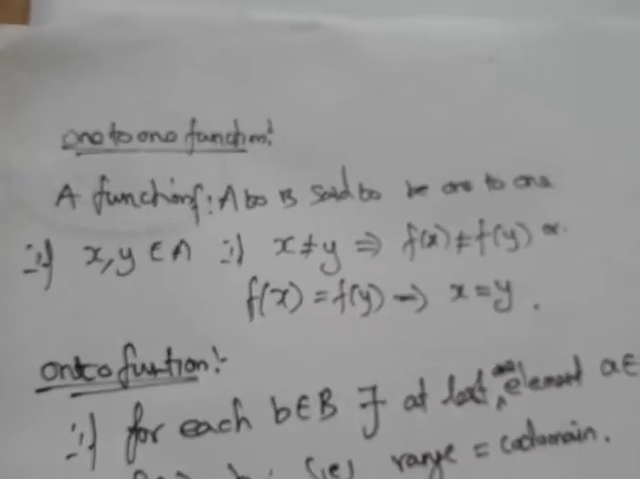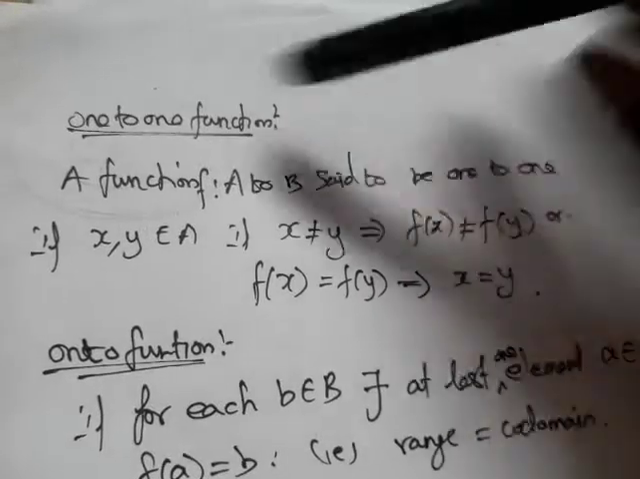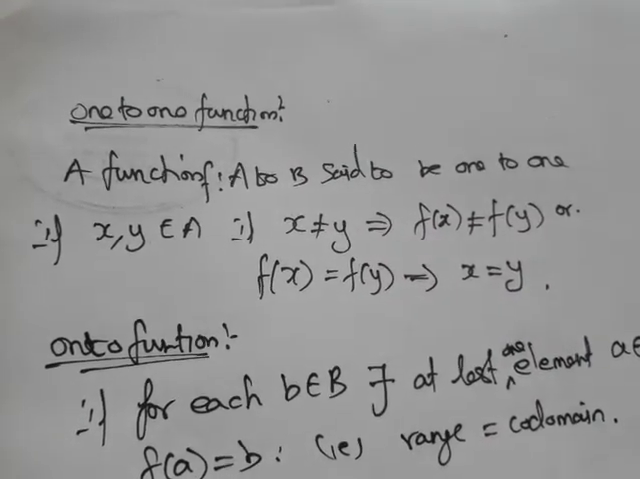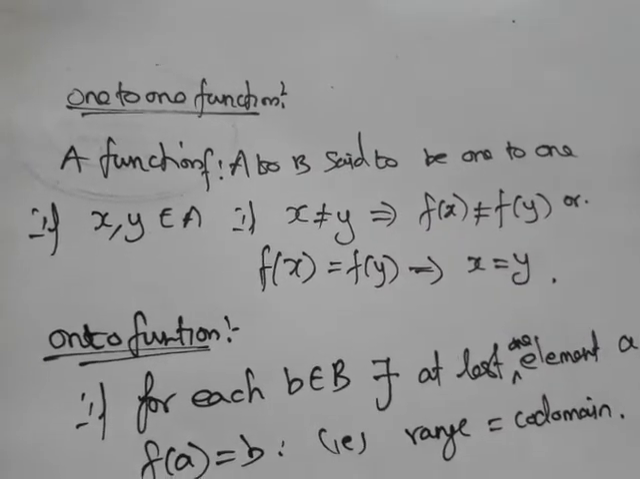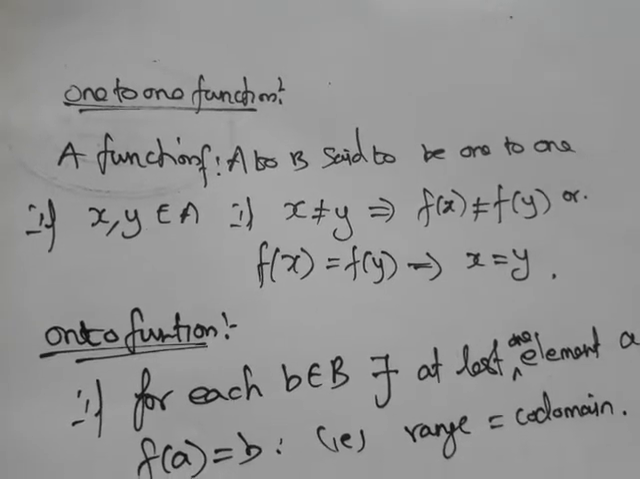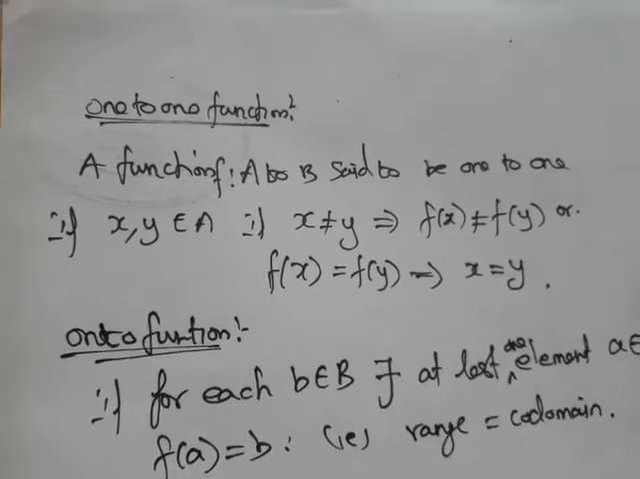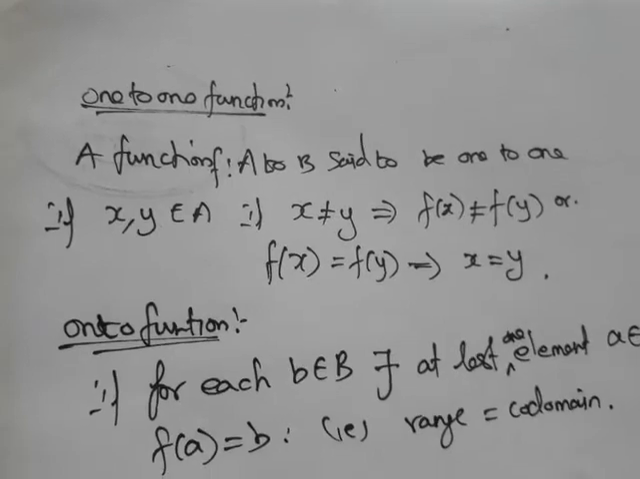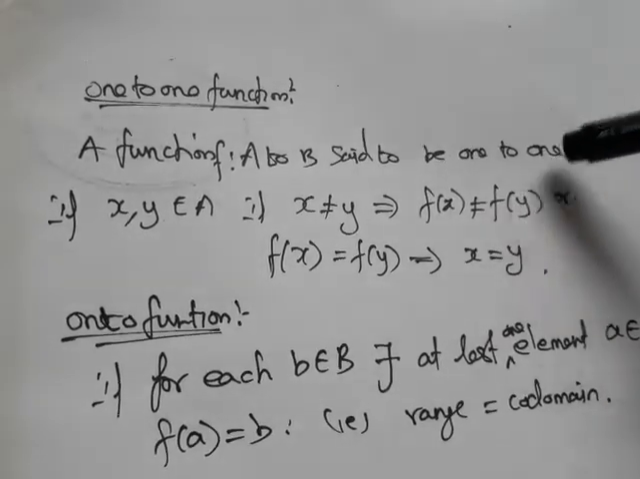Okay students, now we will start one-to-one function. Then what do I mean by one-to-one function? See, there is quite a difference between a function and a one-to-one function, because in a function I said every element in a domain has a unique image in a codomain. But this one is different.